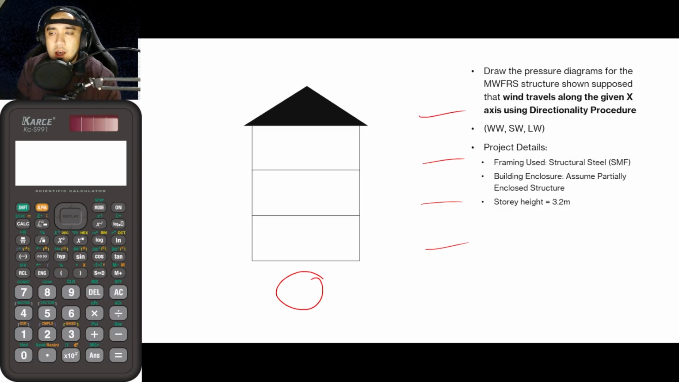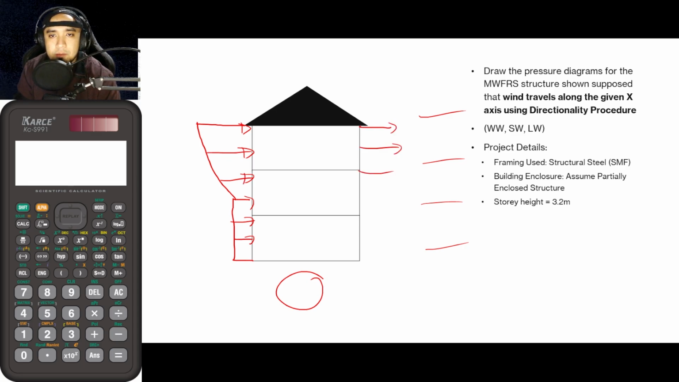Okay, so again, we are to solve or we are to draw the pressure diagram. So for the pressure diagram, as indicated in the previous video, for the windward wall, it would actually look like this. Okay, so for the first few meters, it would be constant. And it would now increase parabolically, kind of. So it would now increase in this manner. And as for the leeward wall, it is, of course, constant.